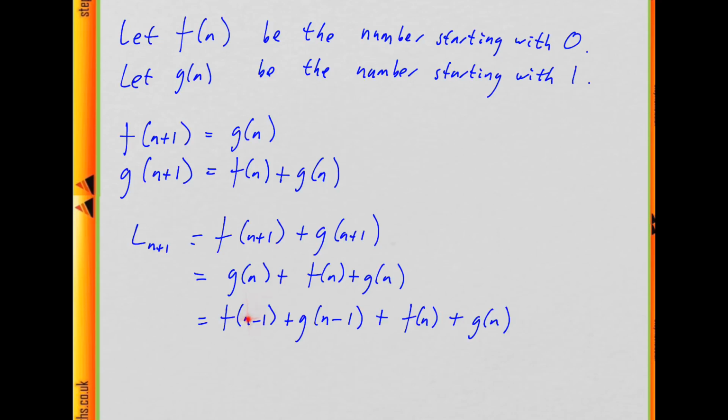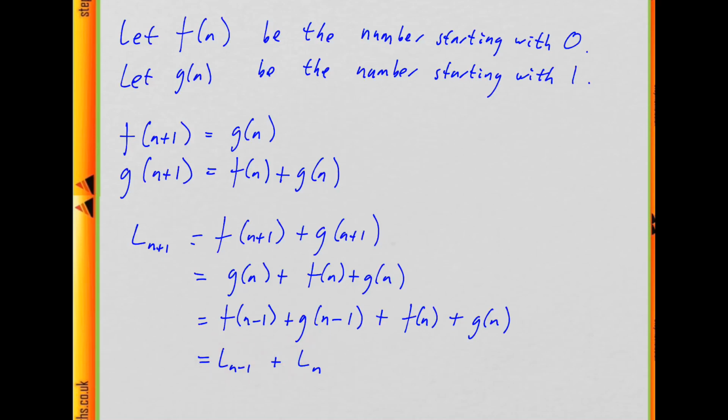So I can make this f n minus 1 plus g n minus 1 using this line again. And then I'm keeping this bit the same because this is just going to become l n, and now this is going to become l n minus 1. So we get l n plus 1 equals l n minus 1 plus l n, and this is a recursive formula.